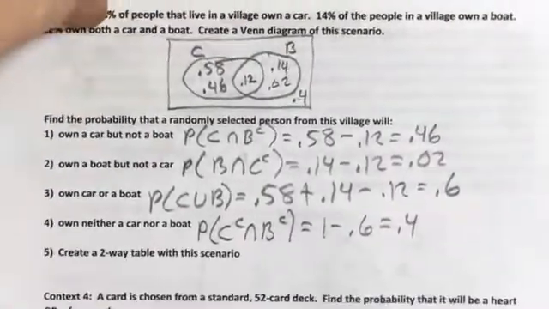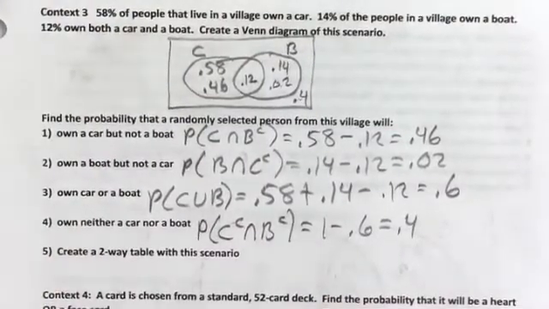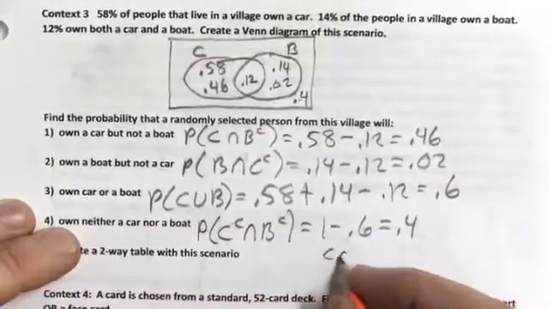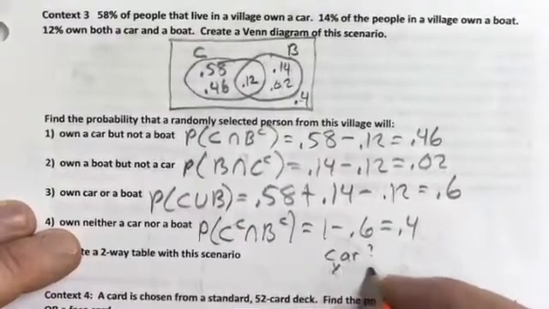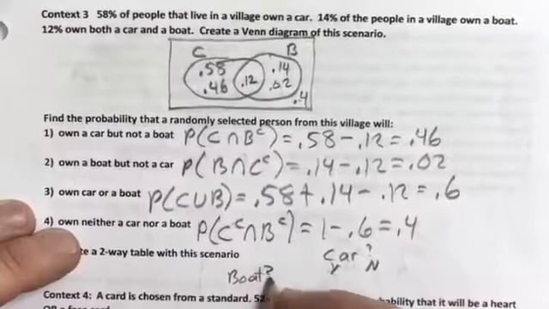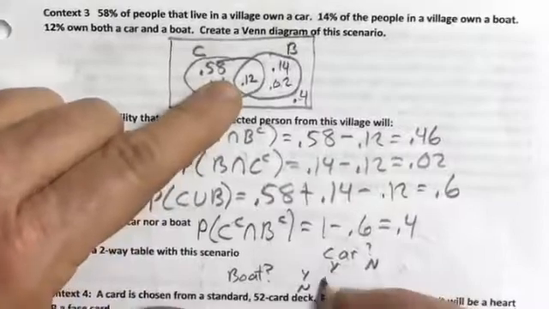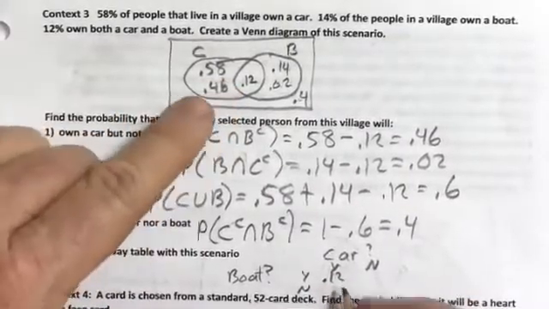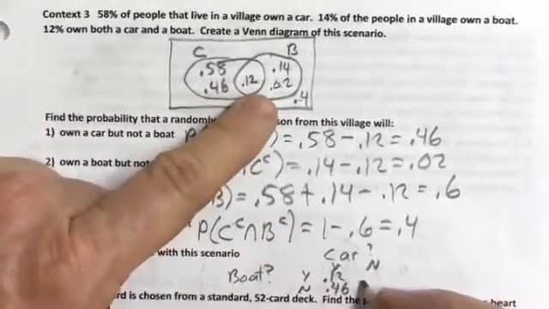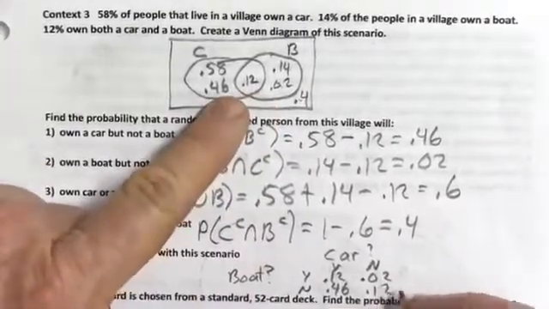Now, create a two-way table. I think there's a problem in your book that asks you to do this. We'll go in the reverse order of the school and job example we just did. Do they own a car? I'll say yes or no. And do they own a boat? Yes and no. Own both a car and a boat, that's 0.12. A car but not a boat, that's 0.46. A boat but not a car, that's 0.02. And own neither, that's 0.12.